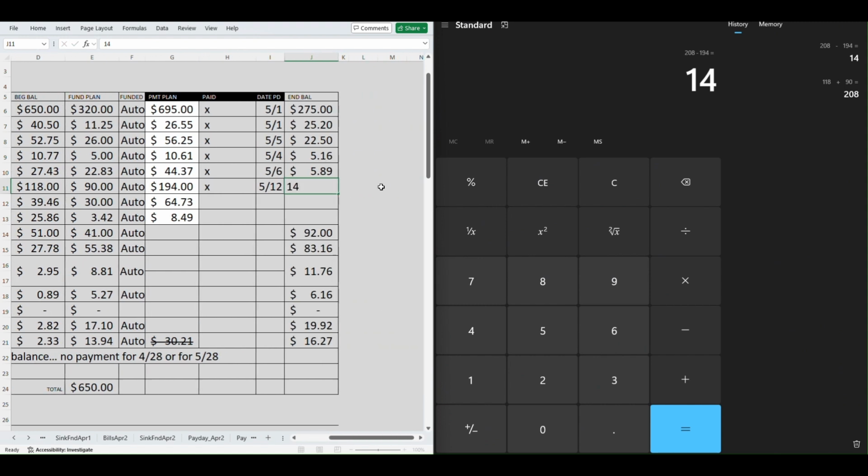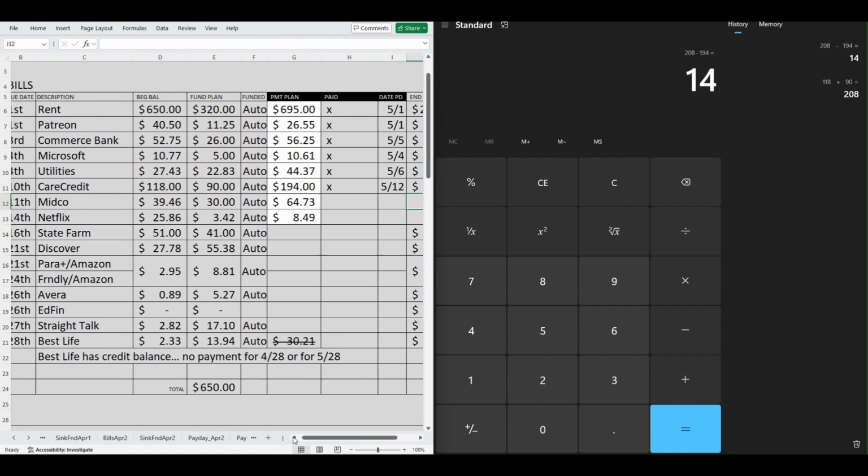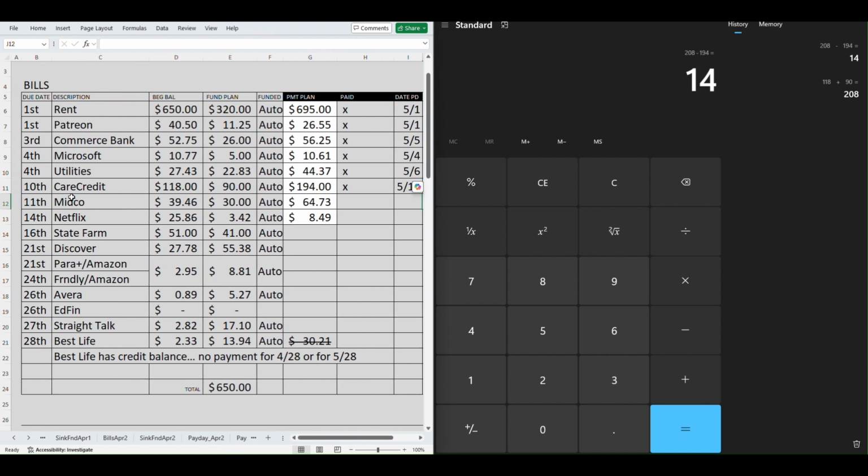So before payday, I do have 2 more bills that'll come out automatically. Midco, which is my internet, and Netflix. But everything looks good there. I'll take the new balances and I'll transfer those over to the beginning balance for the next period.